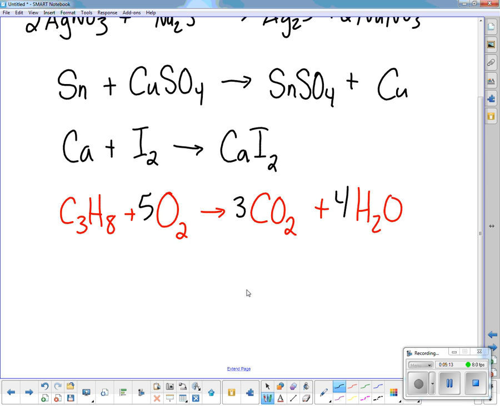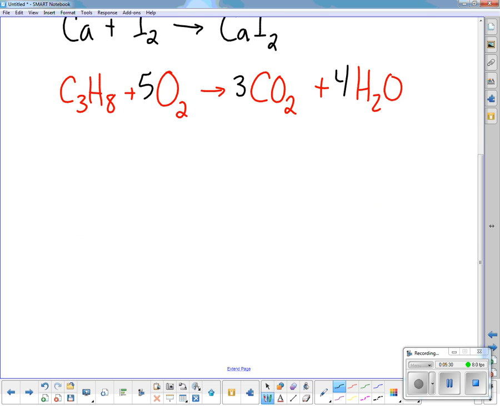Okay, let's go to the next one. Oh, but yes, that is combustion. Sorry, I forgot to tell the type. That is combustion. Good job. What was the one above it? We didn't say the type on the one above it. Synthesis. Good. Combustion is just a C, yes.